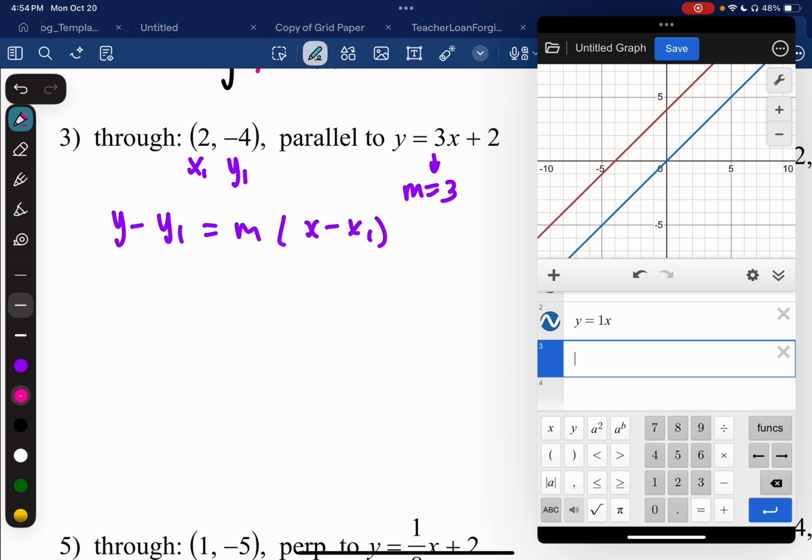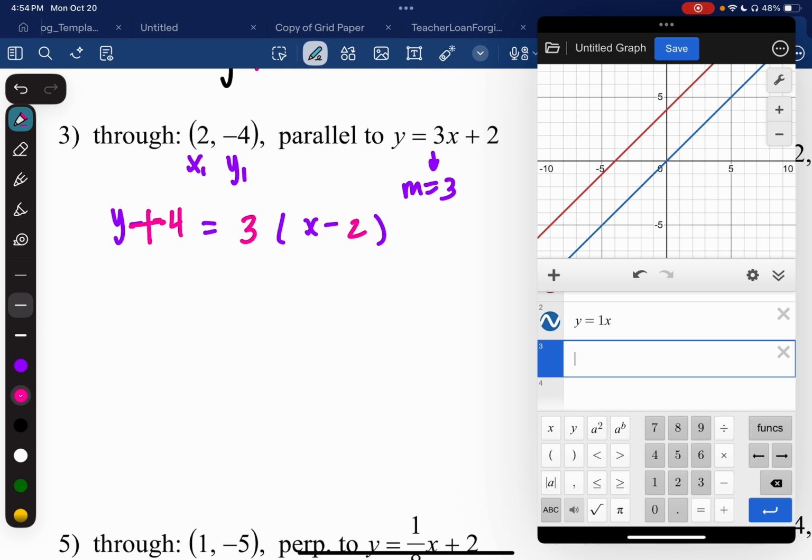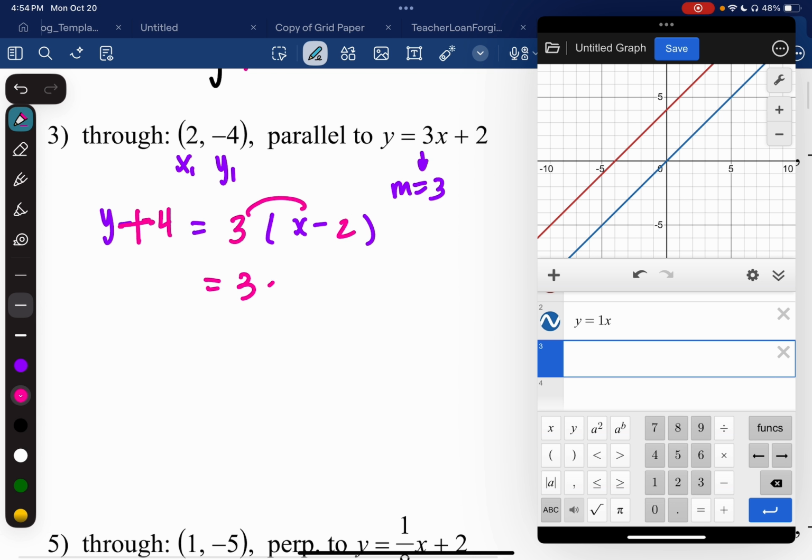So what happens? This is going to become my y1, so we got a negative 4, and then 2 negatives make a positive, so it's going to be a plus 4. My m is going to become 3, and my x1 is going to become 2. Let's multiply. 3 times x is 3x. 3 times a negative 2 is going to be a negative 6. Bring this down, y plus 4.